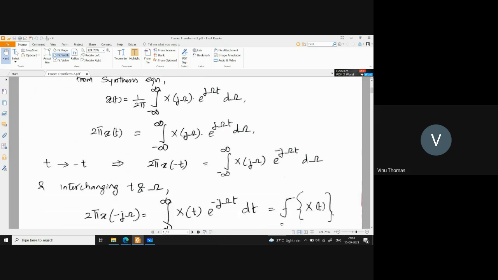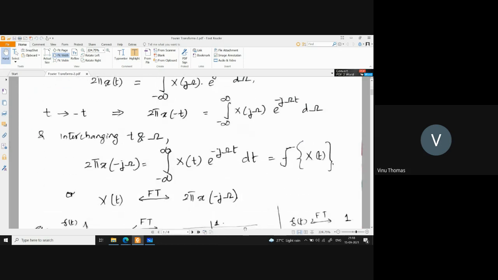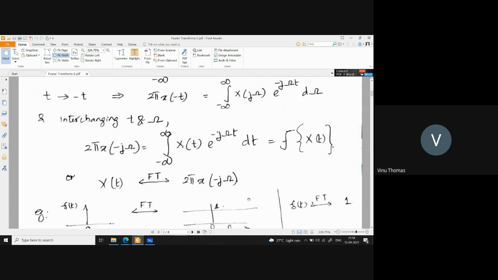Now just interchange the roles of t and omega. That will give you 2 pi x of minus omega. You can skip this j here if you do not want it. So 2 pi x of minus omega is equal to the integral from minus infinity to plus infinity. Instead of omega, you will have x of t e raised to minus j omega t dt, which is the Fourier transform of capital X of t. So in other words, capital X of t is Fourier transformed to 2 pi x of minus omega. So this is what we have proved now.